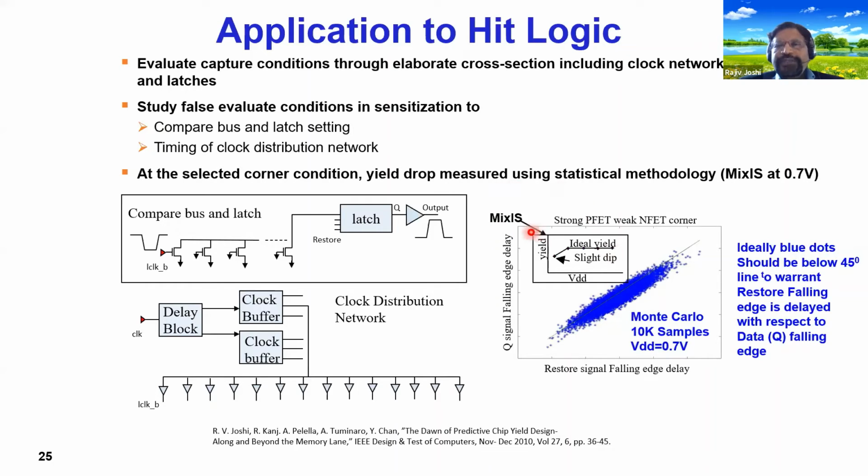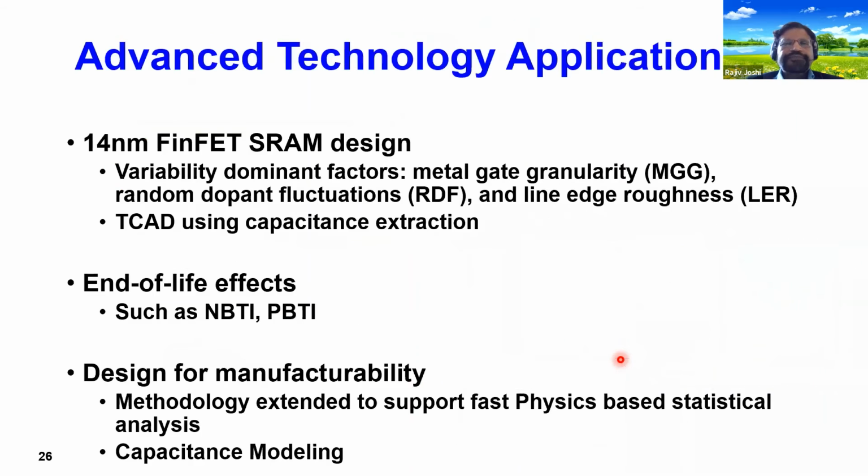Then we used mixture importance sampling, and you could see the trend that we observed. This was done at 0.7 volt, and this point that you see here is the mixture importance sampling at 0.7 volt. It showed that the yield indeed dipped because of the timing issue. So this was the timing issue problem that was observed. This is how mixture importance sampling came in very handy. Accuracy as well as speed really played well.